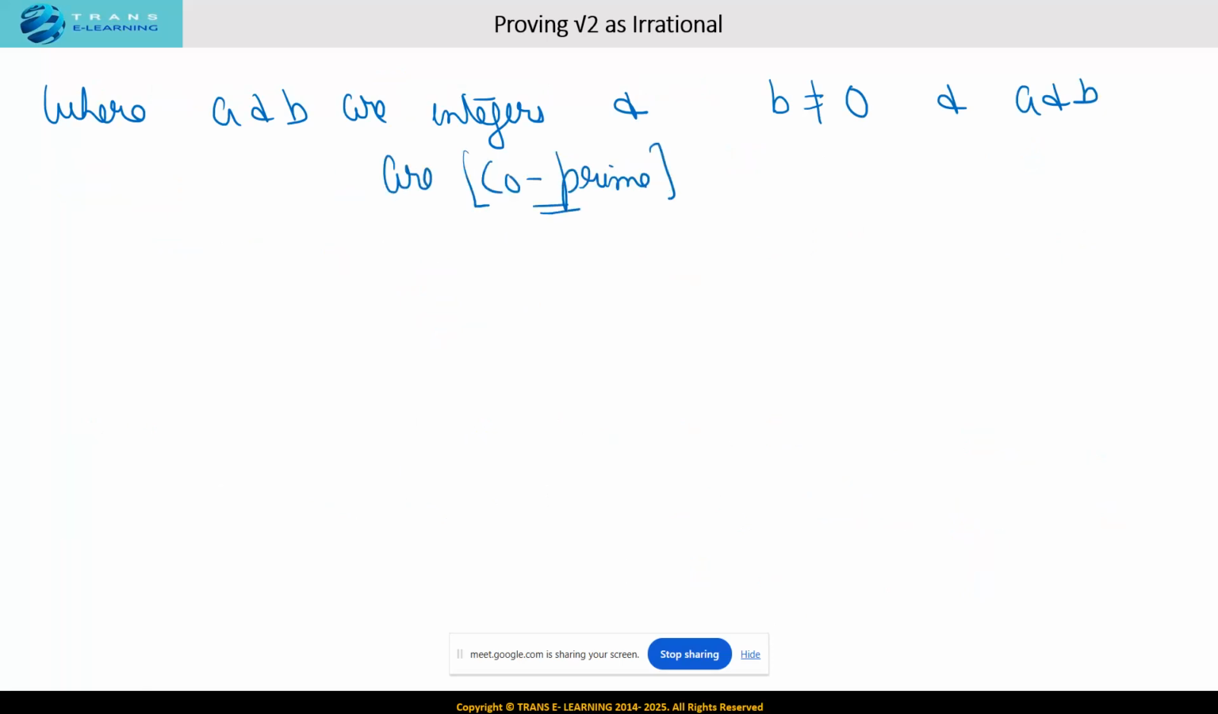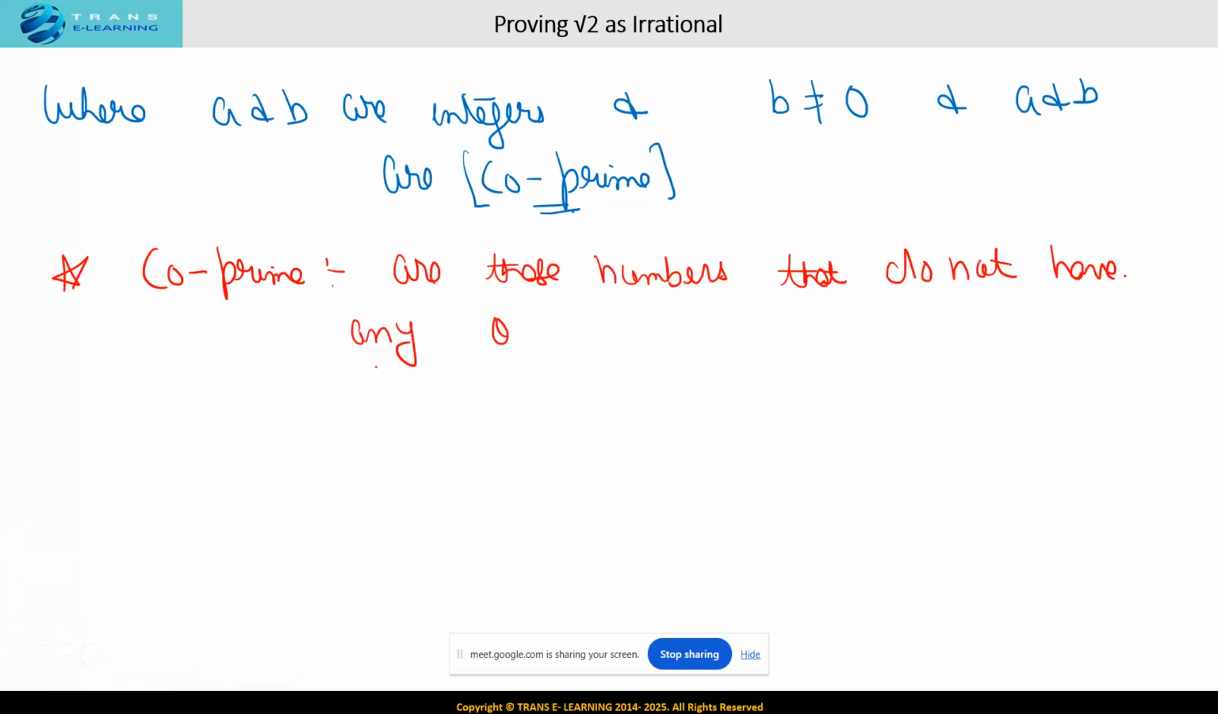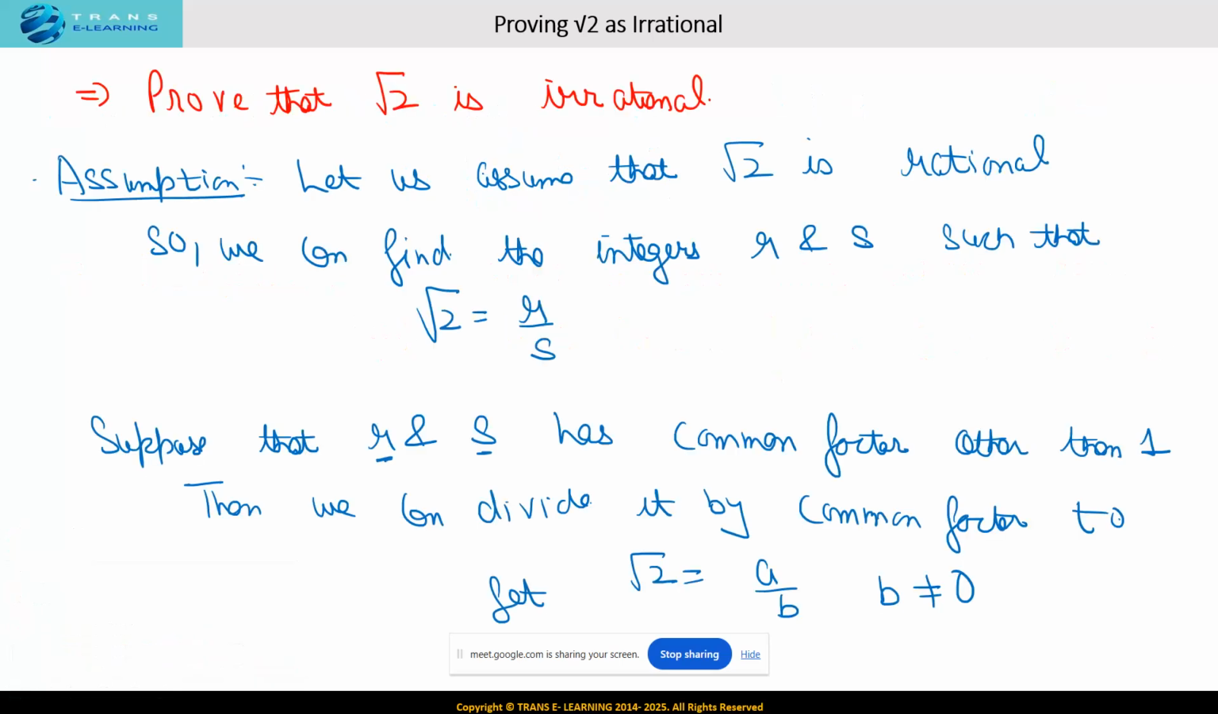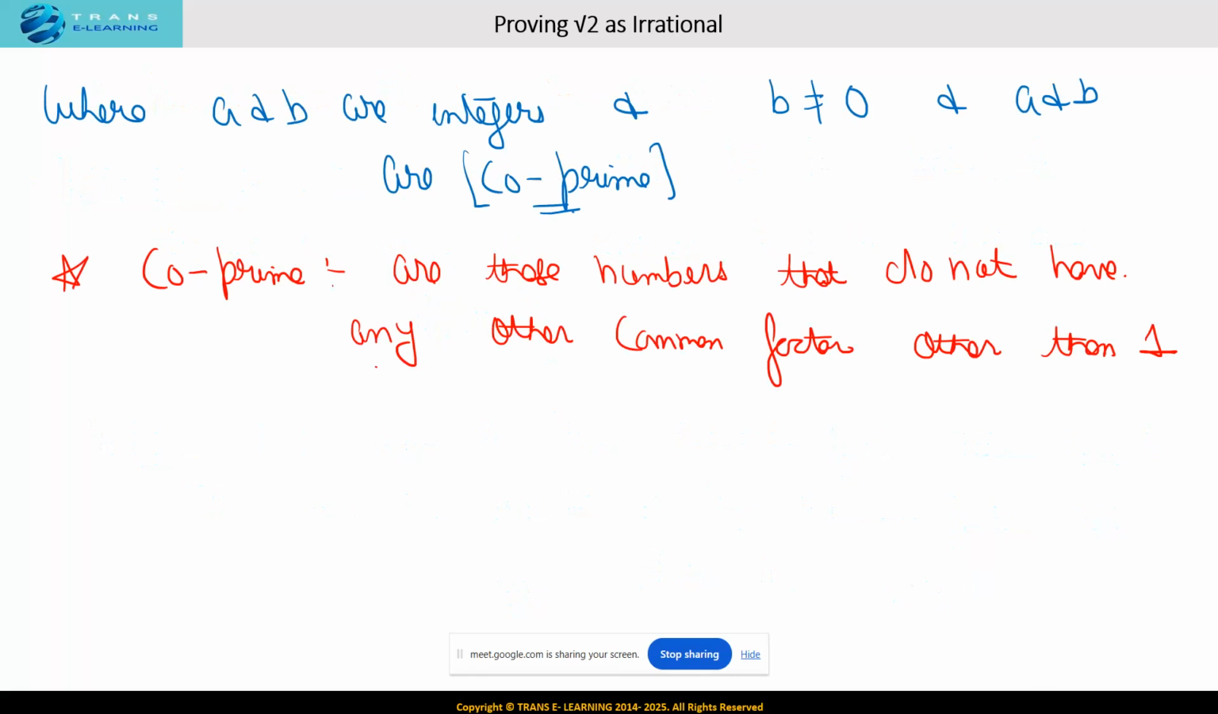Now what do you mean by this co-prime? Co-prime numbers are those that do not have any common factor other than 1. Let us understand the concept in this case. We have assumed here that root 2 is rational, and we consider root 2 equal to r upon s, where r and s have a common factor other than 1. Then we can divide by the common factor to get root 2 equal to a upon b, where b is not equal to 0 and a and b are integers.